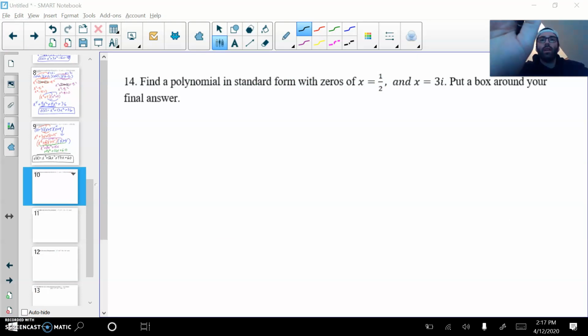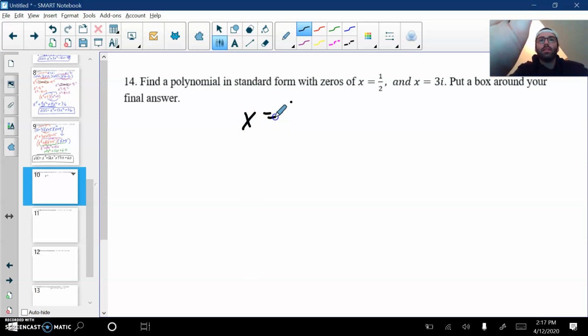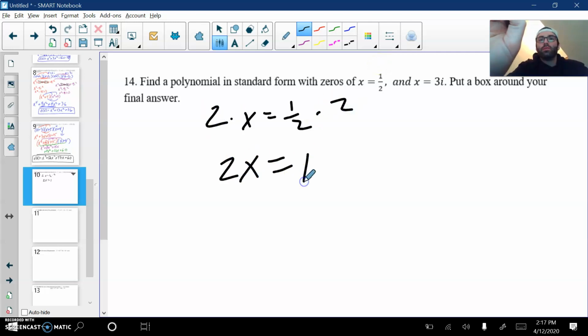So if x equals 1/2, well, what I want to think about is I could do this as x equals 1/2, or I could create a binomial out of it, okay? What I mean by that is I don't really want the fractions in here, so I want to undo the fractions. Well, how do I undo a fraction? First thing I have to undo is this divided by 2. So I'm going to multiply both sides by 2 to get 2x equals 1 here. And then I'm going to subtract 1 to get 2x minus 1 equals 0.